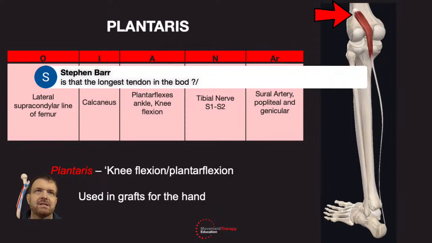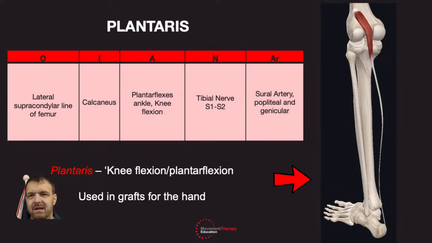Yeah. So you can see tiny little muscle up here, really long tendon, and then it emerges on the medial aspect of the Achilles. Let's just have a look. Have I got a video? Yeah, I have. I thought I did. So here's plantaris.